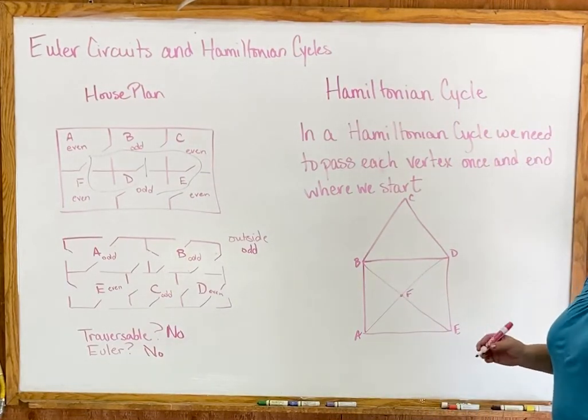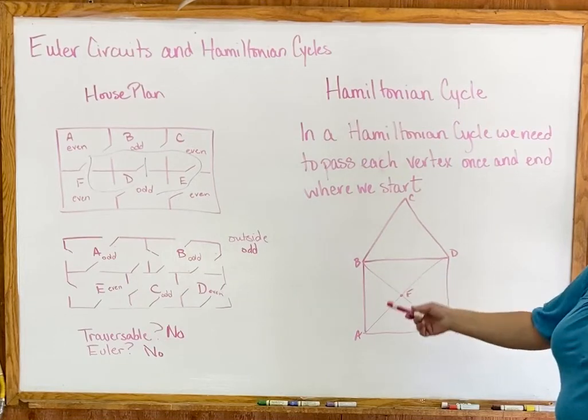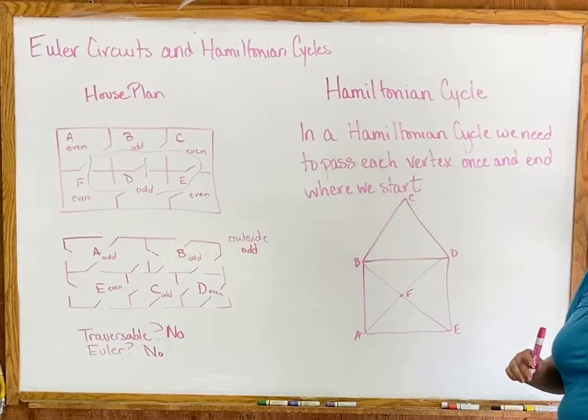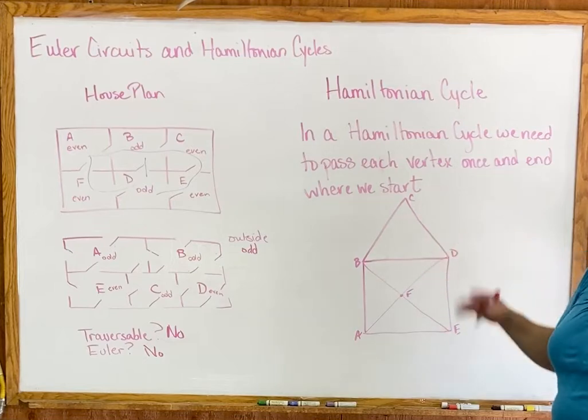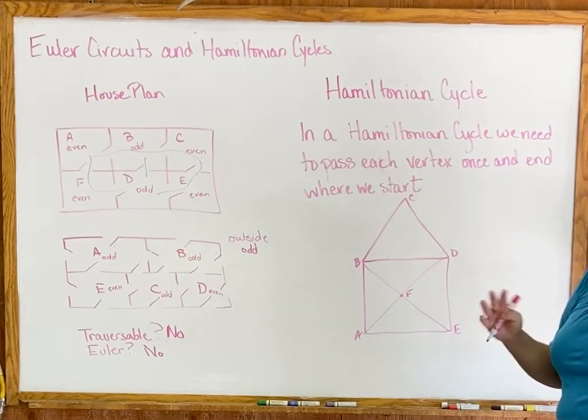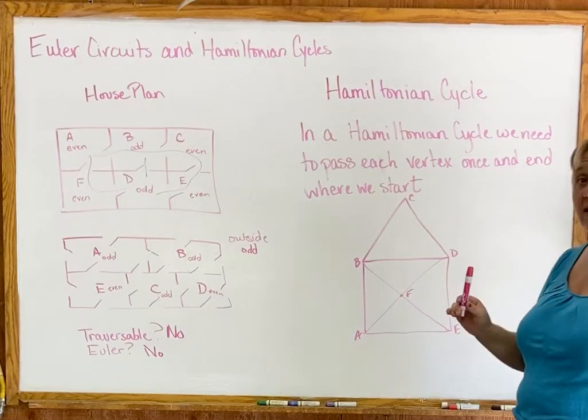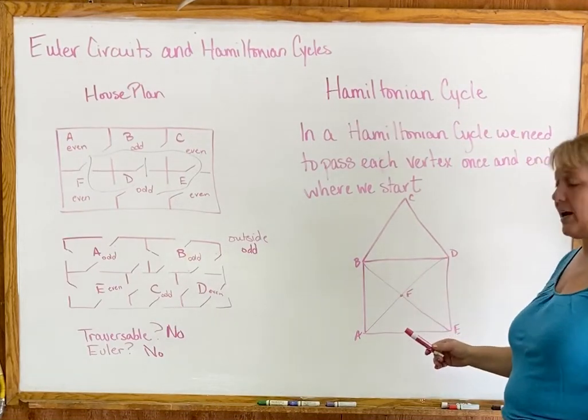Okay, so we know that this is traversable, but there was no Euler circuit. But now the question is about this Hamiltonian cycle. Now the thing about the Hamiltonian cycle is there's no nice counting the evens and odds to see how that one goes. This is a kind of tracer type problem, but it has nothing to do with the lines. We do not have to hit every line.